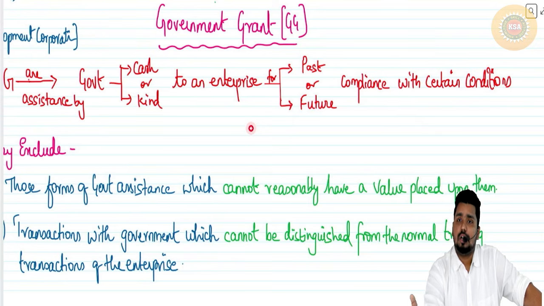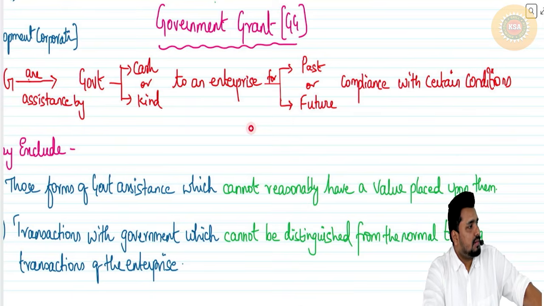Because it is in the normal course of business. Clear? So if there is no difference between this type of amount and the normal trading transaction, and you are not able to distinguish, then it is not a government grant. Point number 1. What is the other name for government grant?